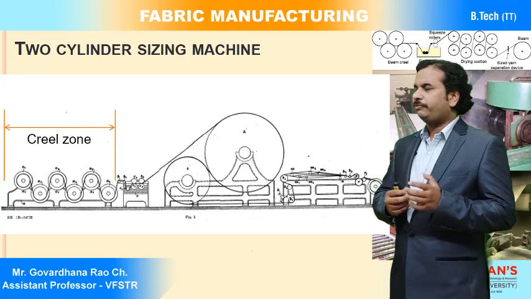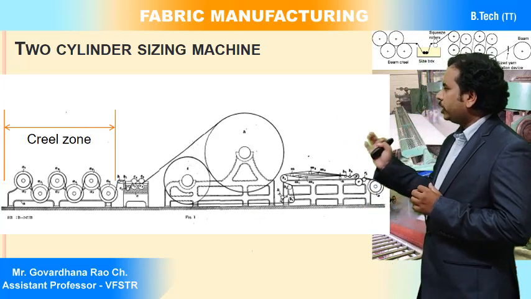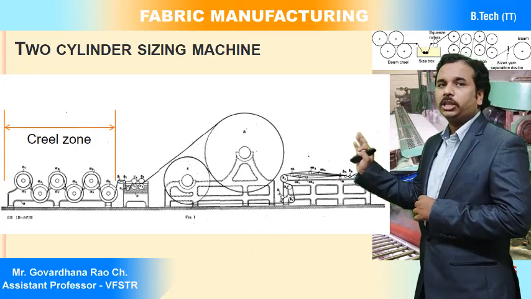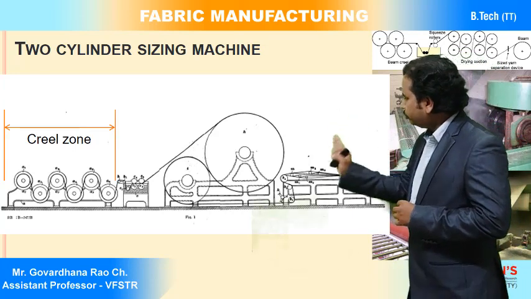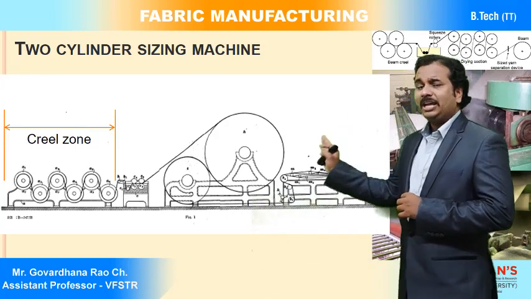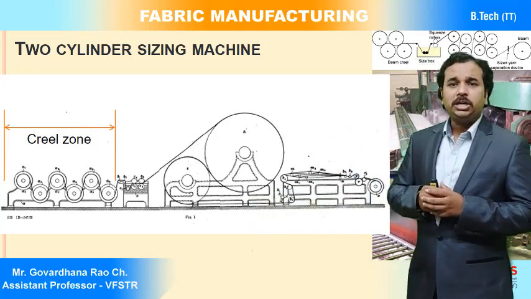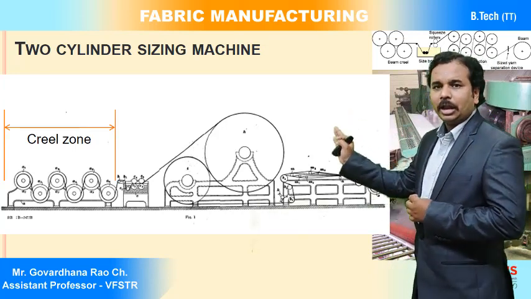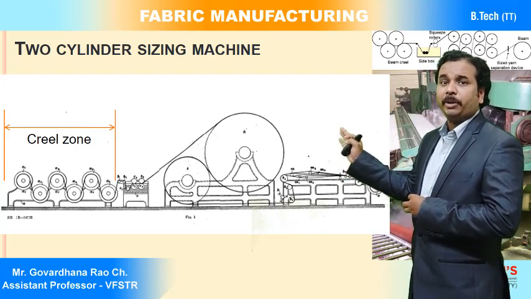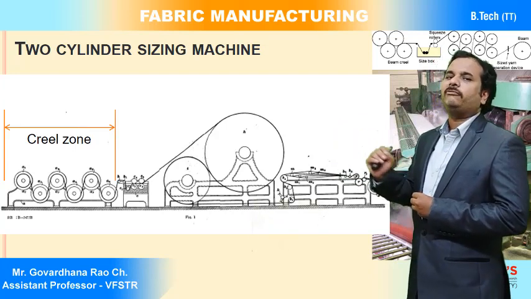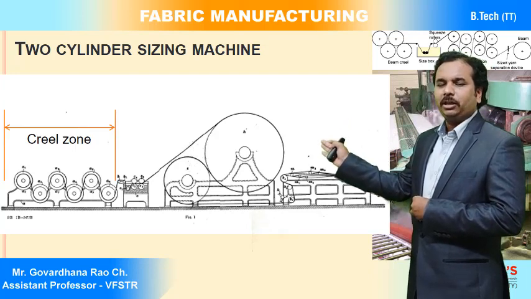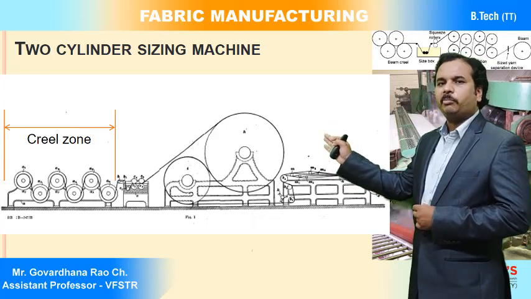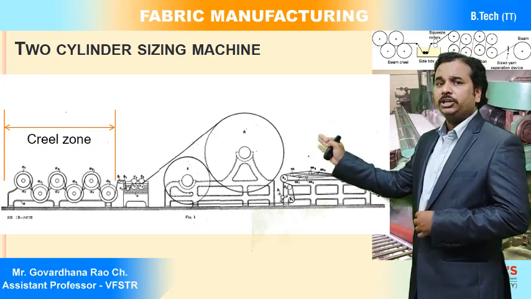You can observe specifically in the image that there are a number of beams in the creel zone: beam 1 up, beam 2 down, beam 3, beam 4, like that. There are several beams kept in the creel zone. Each beam has a certain number of ends, depending upon the creel capacity. For example, if the creel capacity is 500, then 500 ends are present in each and every beam.